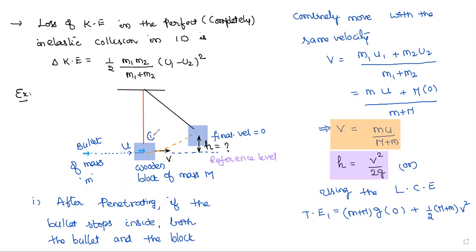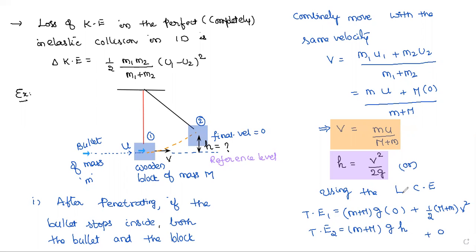This one you take as the first position and this is the second position. And the total energy at the second position, you write. Final velocity is 0, so happily I write the kinetic energy half mv square is 0. But the problem is it is raised to a height h. Combinedly, both raised to a height h, because the bullet is inside the block. So combinedly m plus m g into h, mgh.